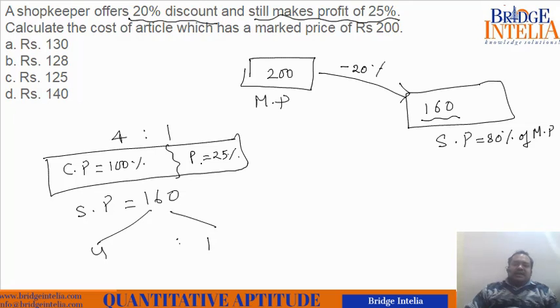So you can immediately calculate the cost of the article. Divide 160 in the ratio 4:1. So cost of the article is 4 by 4 plus 1 into 160, so 4 by 5 into 160. So 32 into 4, 128.